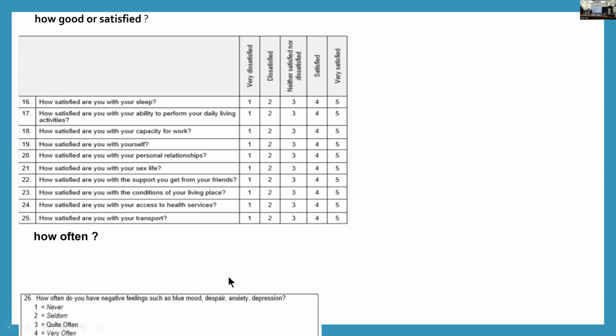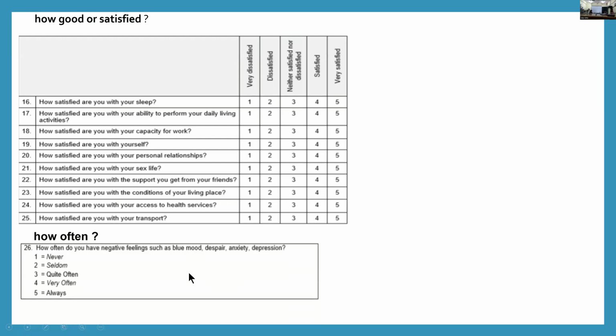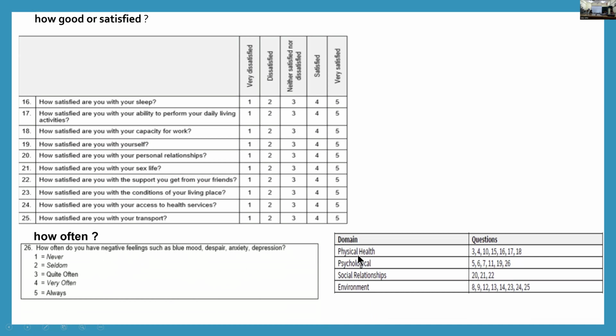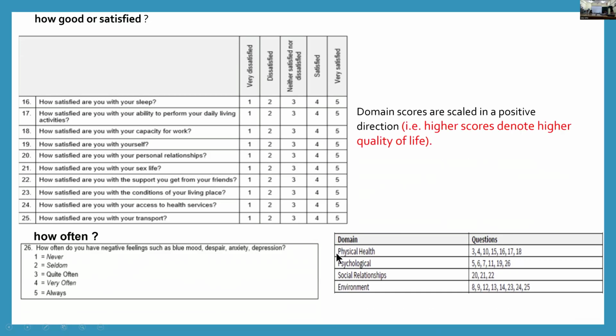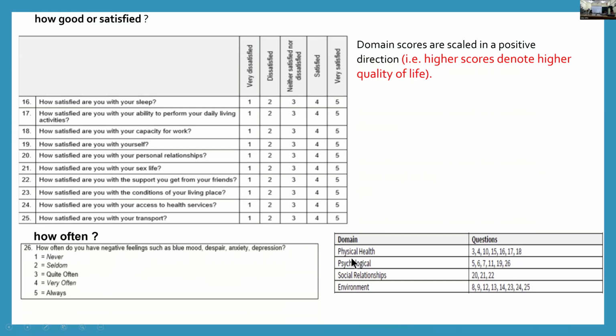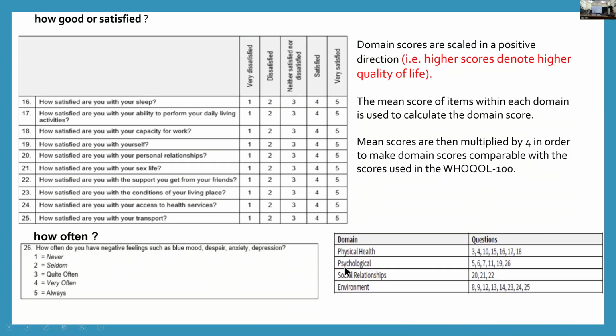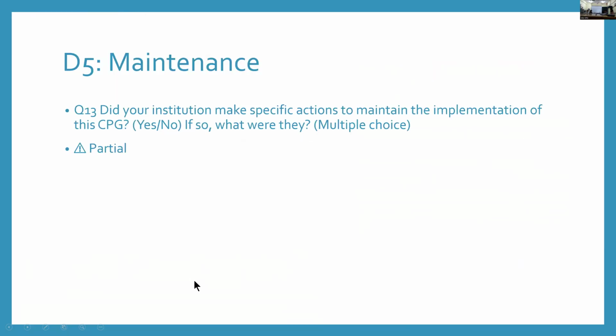Next is how often. This is the last one. So it is a 26-question questionnaire, and 26 questions have to be answered. They look at 4 domains: physical health, psychological, social relationship, and environment. Based on these 4 domains, the higher the score, the better the quality of life. You can use this score, get a mean in each domain and compare it with the full scale. It is a 100 WHO quality of life scale. So this is one way you can capture the quality of life.